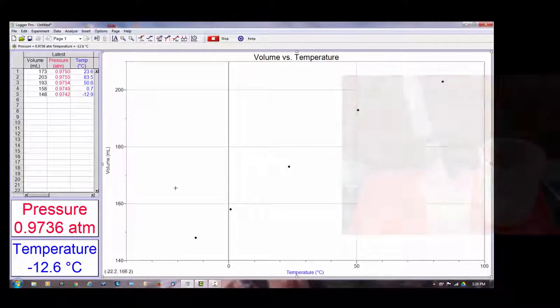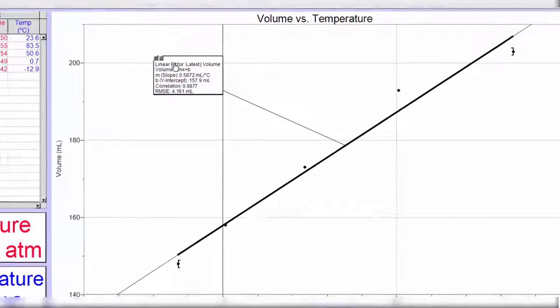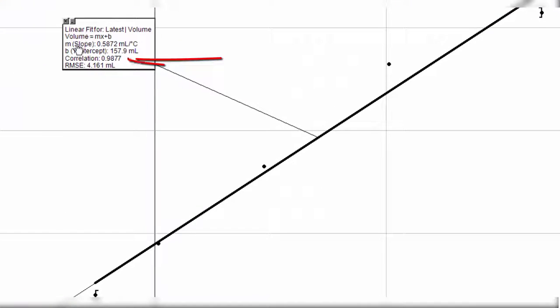The data lines up fairly well. Maybe the 50 degree pressure is too high, or maybe the 83 degree one has a pressure that is too low. Let's look at the line fit. The correlation is pretty good. Perfect would be 1.000. Now, what is the temperature predicted if the volume would go to zero?